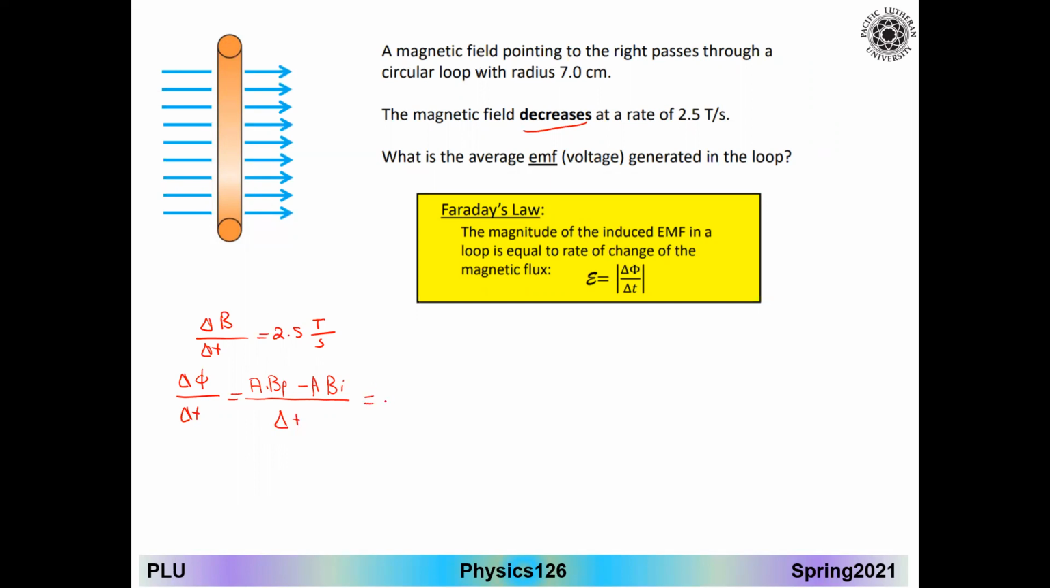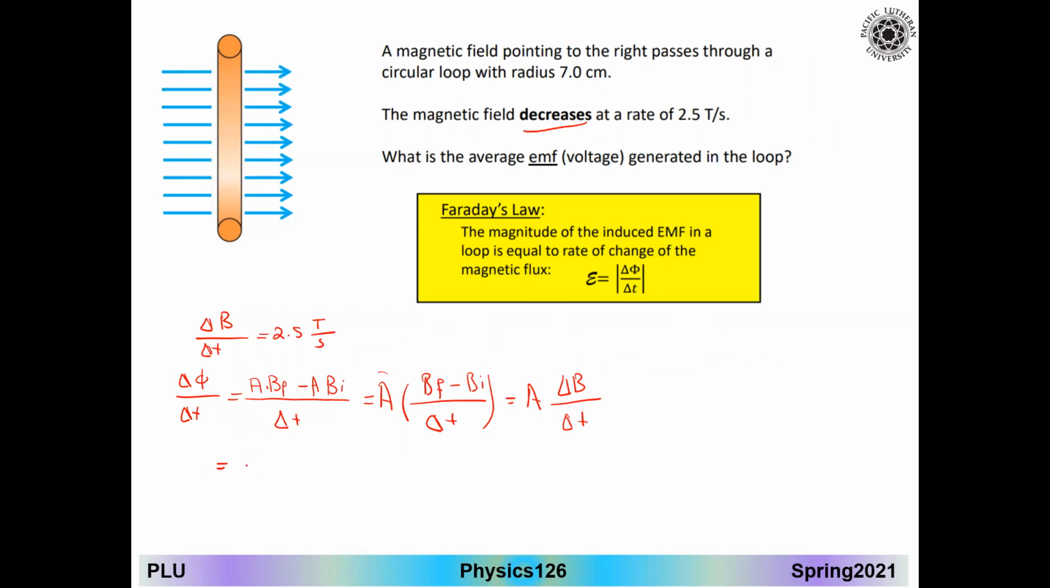So from here, I can take the A as a common factor, so it will be A outside. A is multiplied by B final minus B initial divided by delta t, which is equal to the area multiplied by delta B divided by delta t. So I have this quantity, and I need to multiply by the area, the same area.